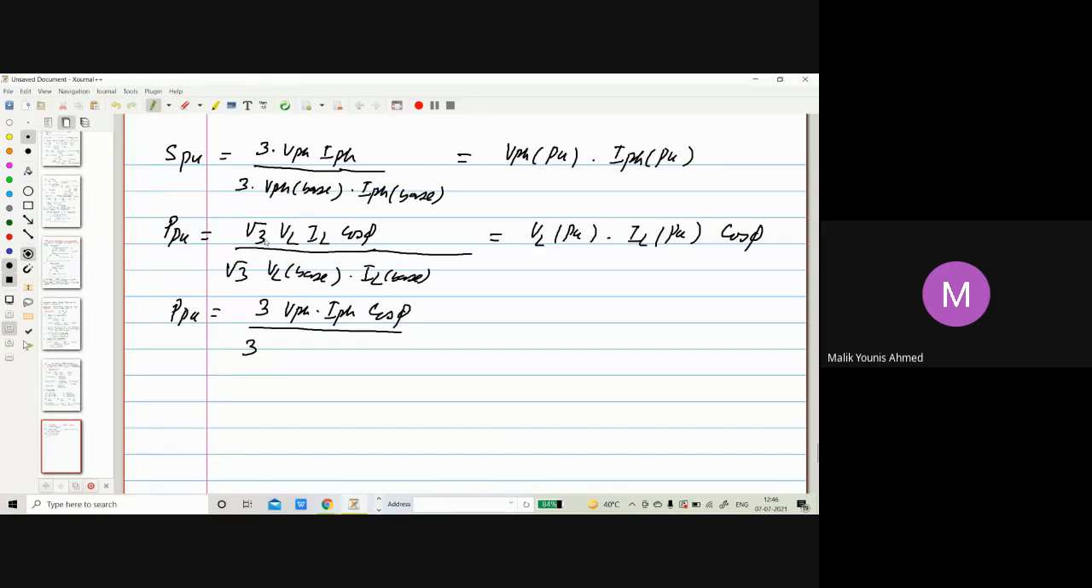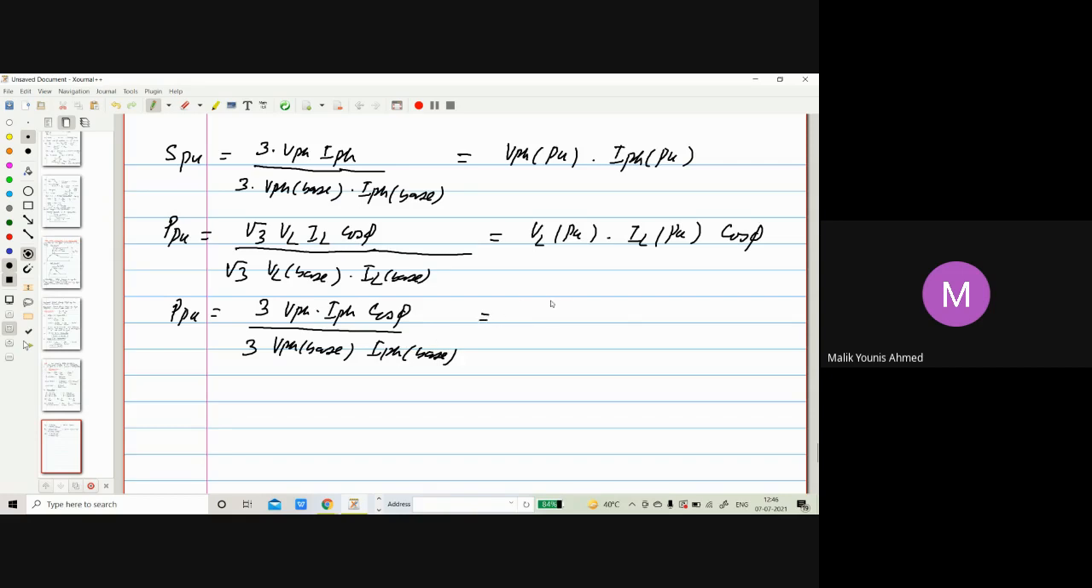Real power is under root 3 VL IL cos phi divided by the base value, which is in terms of what? Complex power. So complex power, what is it written in terms of the line values? Complex power is under root 3 VL base IL base. So here it is base. Cos phi does not come in complex power. That's the apparent power. Okay, fine. Let's move ahead. So here this will be V phase base and I phase base, because base is complex power, so cos phi will not be there.